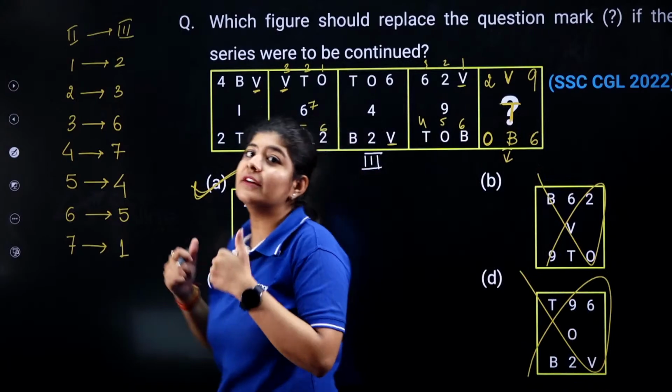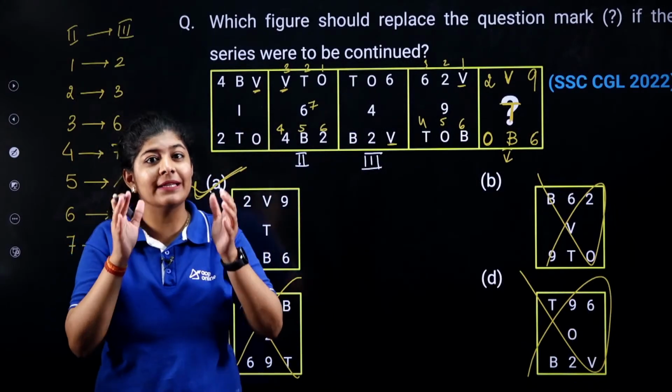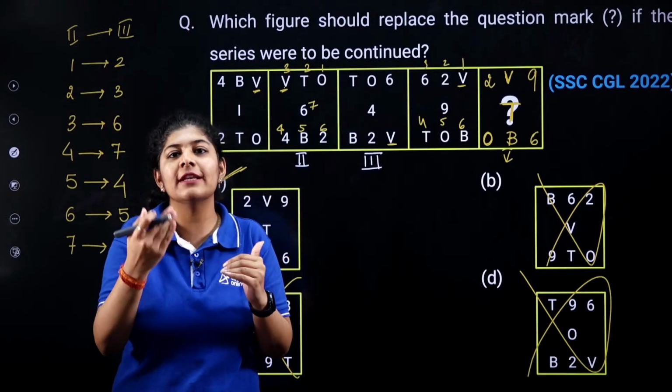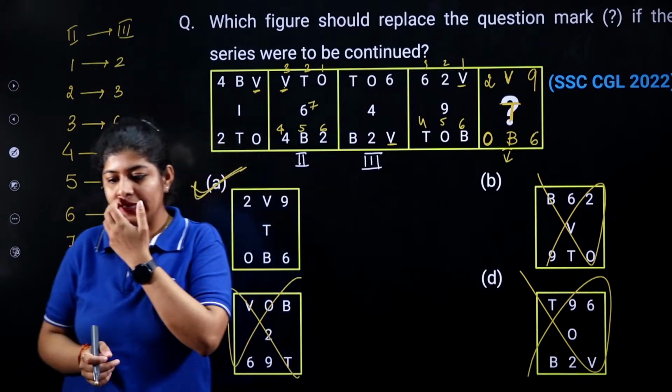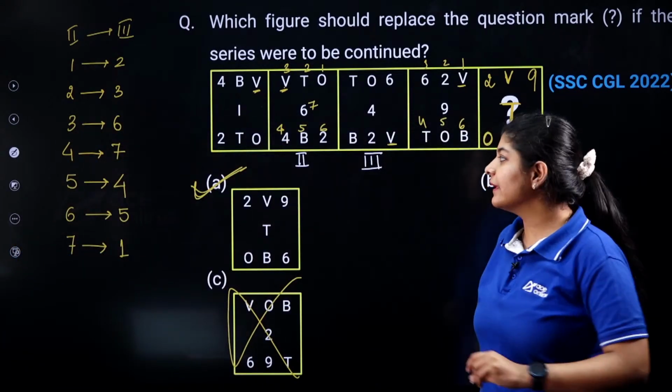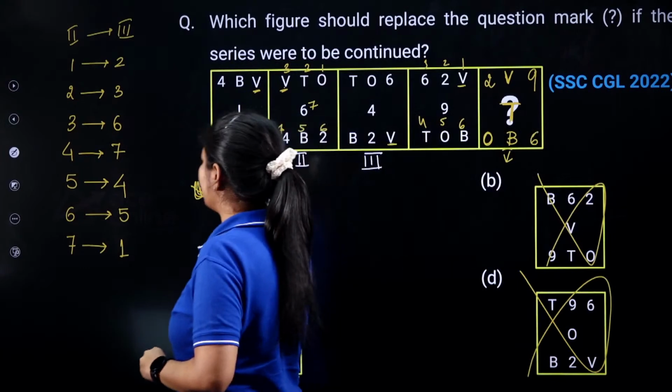We need to identify a few common things or a few fixed patterns in between the fixed entity, and accordingly we will follow in the next one. Is it clear? Is it clear to everyone? The correct answer over here is your option number A.